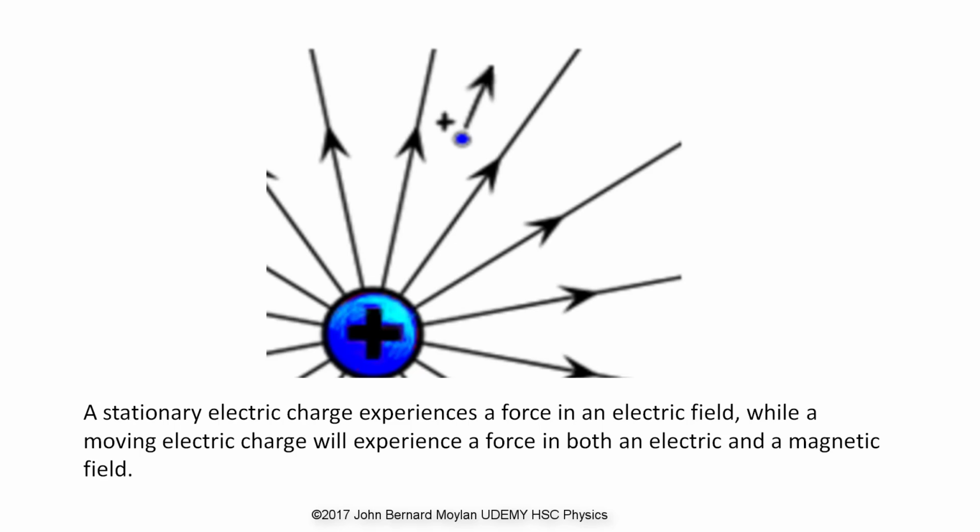A stationary electric charge experiences a force in an external electric field. The force experienced by the charged particle will be parallel to the electric field lines. For a positively charged particle, the force will be in the direction of the electric field lines, and for a negatively charged particle, it will be in the opposite direction.